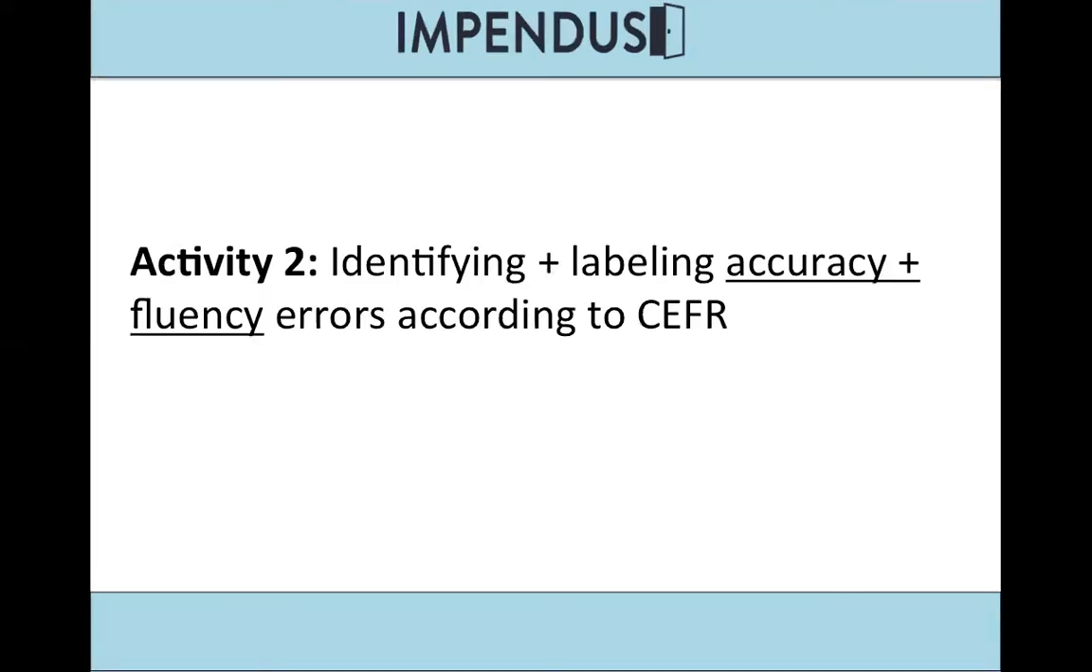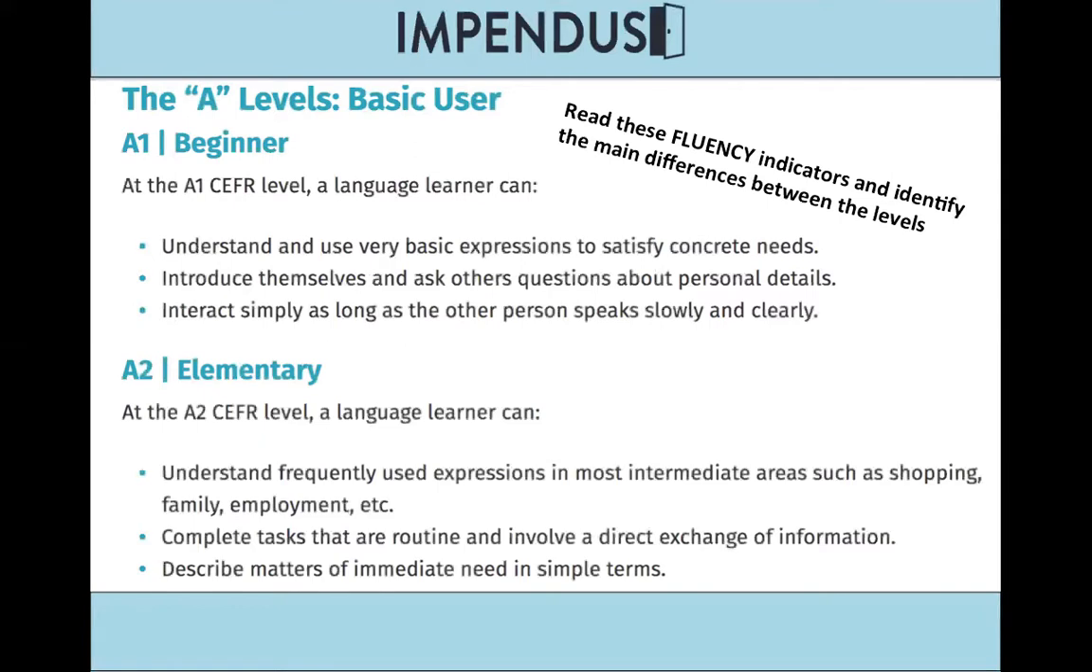Activity 2, identifying and labeling accuracy and fluency indicators according to the CEFR. Here, what I'd like you to do is carefully read these fluency indicators and identify the main differences between the levels. You'll see here that the A levels are considered basic. You've got the complete beginner at A1, and A2 is elementary.